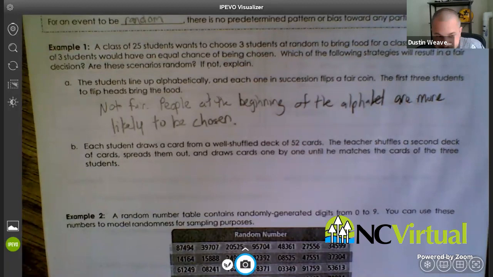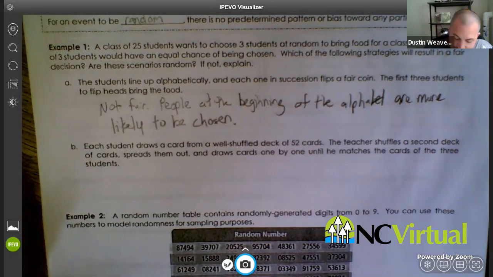So let's go to B. Each student draws a card from a well-shuffled deck of 52 cards. The teacher shuffles a second deck of cards, spreads them out, and draws cards one by one until he matches the cards of 3 students. Is that fair or not?